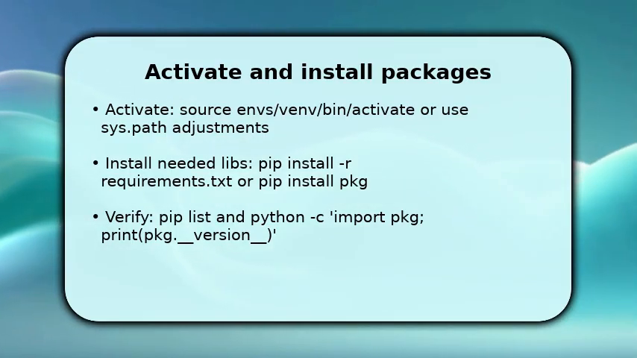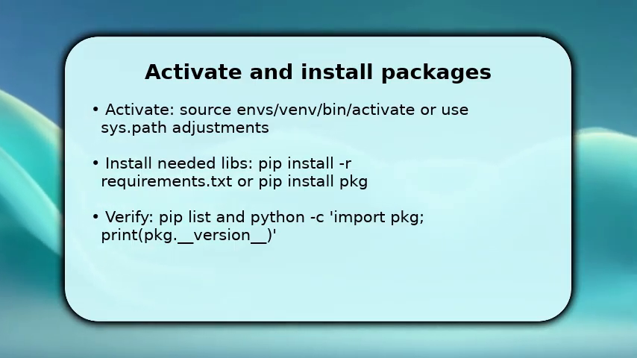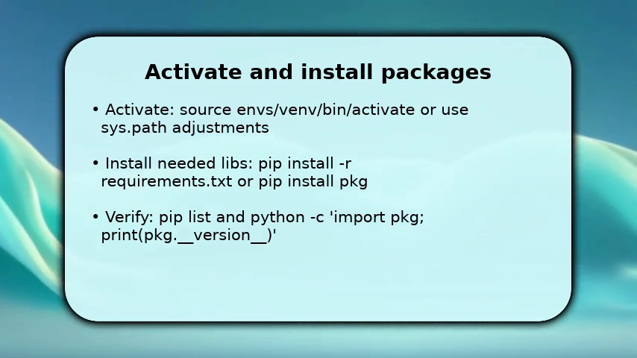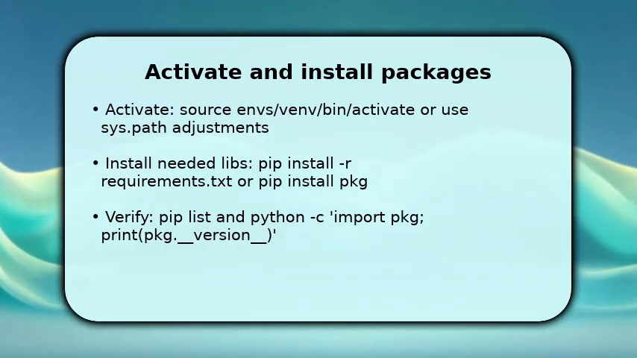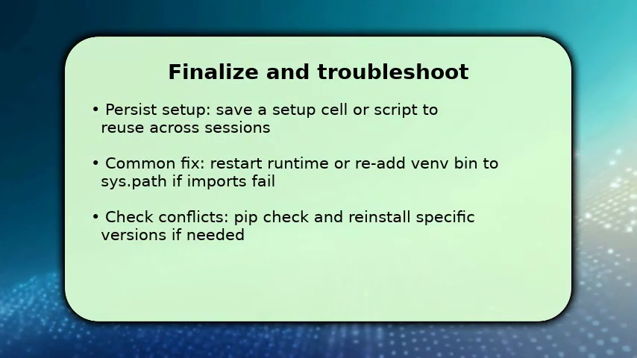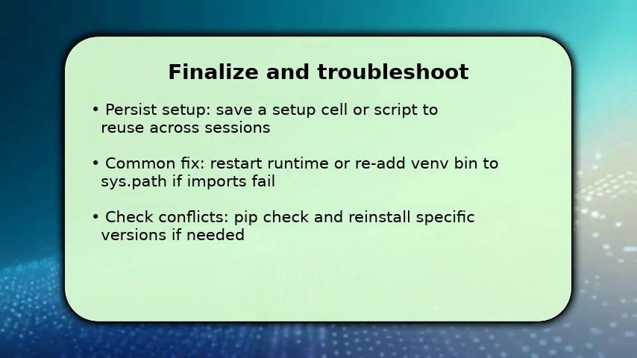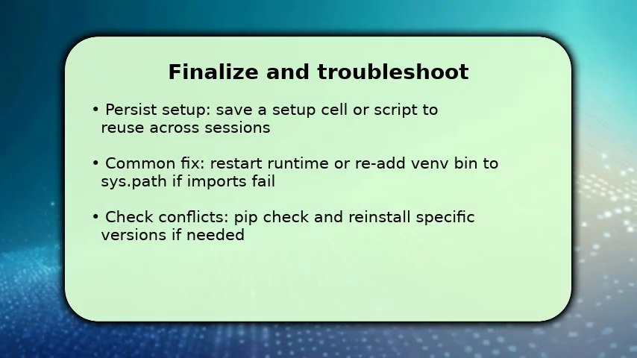After installation, verify with pip list and import tests like python -c import pkg. Print pkg.__version__. Make sure the kernel sees the same Python interpreter. Finish by saving the exact setup steps in a notebook cell or a shell script so you can recreate the environment later. Colab resets between sessions. If imports fail, restart the runtime and rerun the activation or append env/venv/bin to sys.path. This often resolves interpreter mismatches.